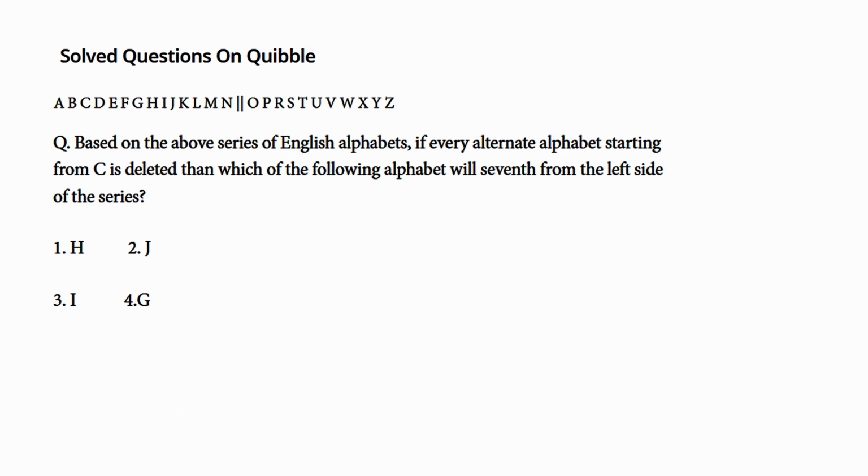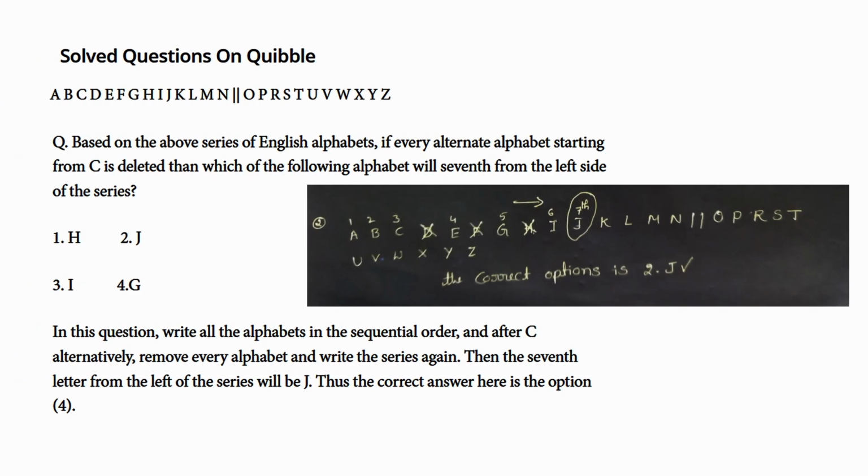Next question. Based on the above series of English alphabets, if every alternate alphabet starting from C is deleted, then which of the following alphabets will be 7th from the left side of the series? So the answer is, in this question, write all the alphabets in sequential order and after C alternately remove every alphabet and write the series again. Then the 7th letter from the left of the series will be J. Thus the correct answer here.